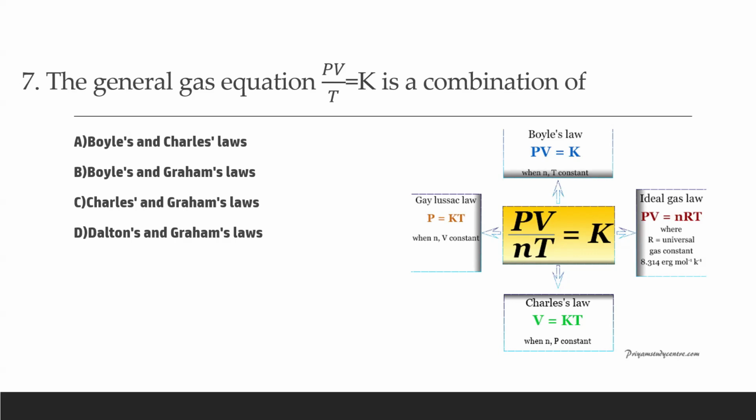And we have Charles' law, V is equal to KT. So actually, by looking at Boyle's law and Charles' law, you realize that the general gas equation is a combination of Boyle's law and Charles' law. So the answer is Boyle's law and Charles' law, which is option A.